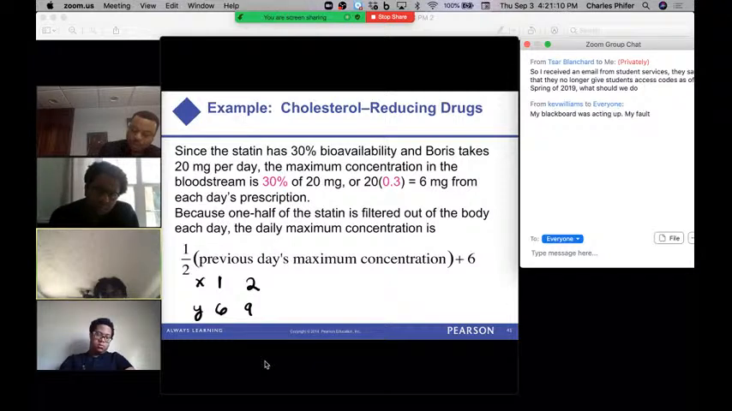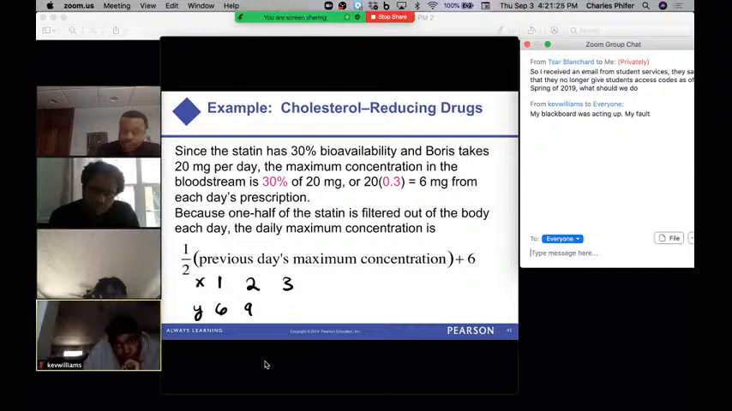If we did day 3, this seems like it's behaving linear. I'm going to do one more. Half of 9 is 4.5, plus 6 is 10.5. So the maximum concentration he should have on day 3 should be 10.5. Is this linear? We added 3. It's not linear. What kind of function is this?